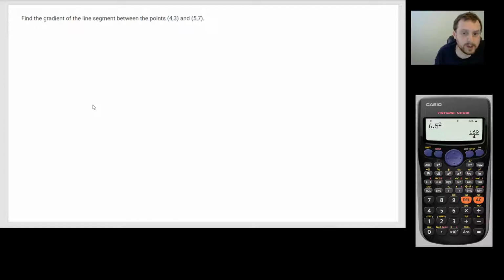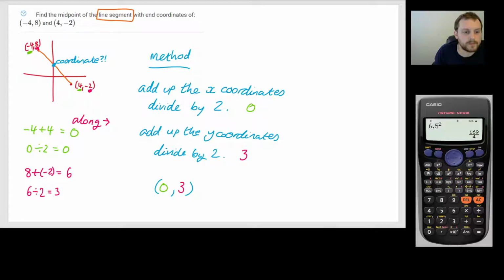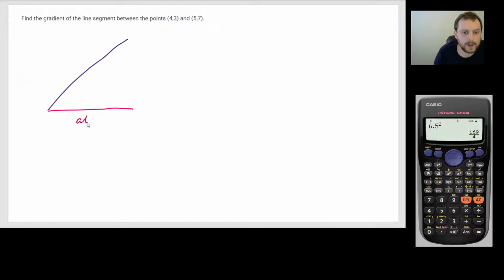Okay, gradient. So what's the gradient of a line? Imagine I've drawn some line, and you can work out how far along horizontally it goes, the along number, and then there's how far up it goes as well, the up number.